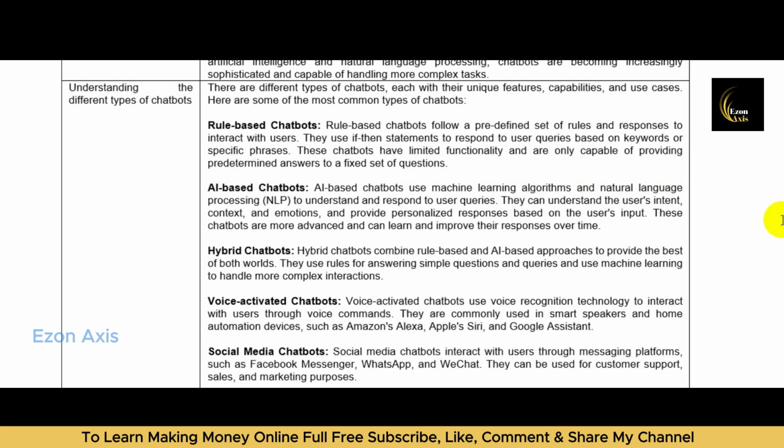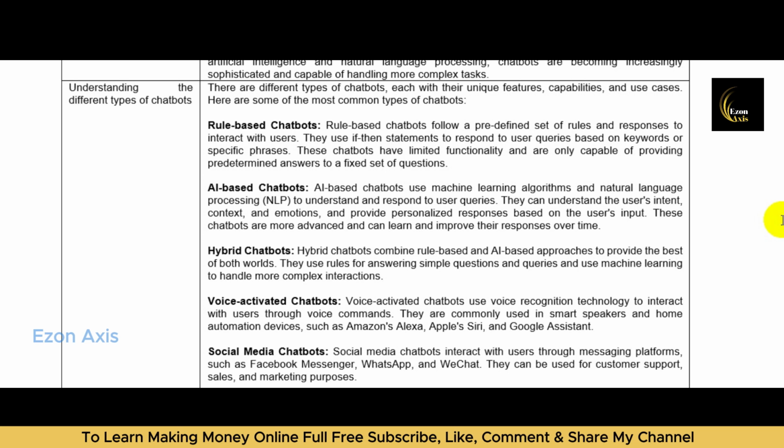Number 2, AI-based chatbots. AI-based chatbots use machine learning algorithms and natural language processing to understand and respond to user queries. They can understand the user's intent, context, and emotions, and provide personalized responses based on the user's input. These chatbots are more advanced and can learn and improve their responses over time.